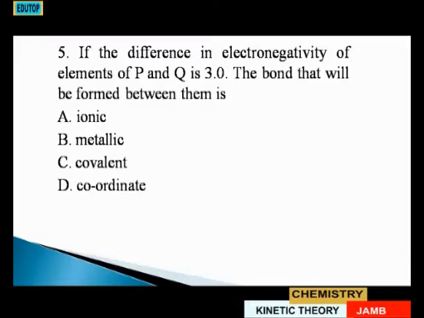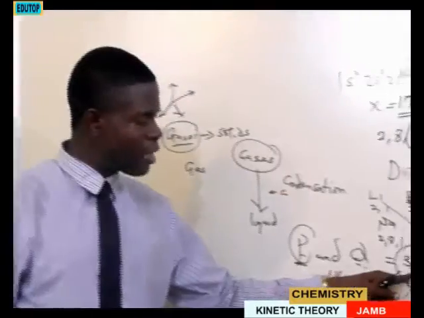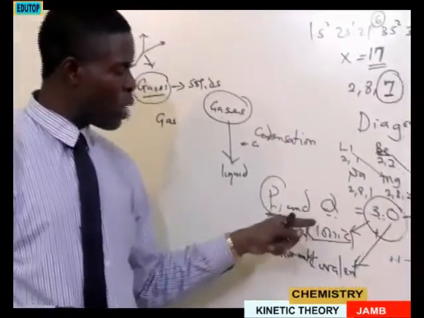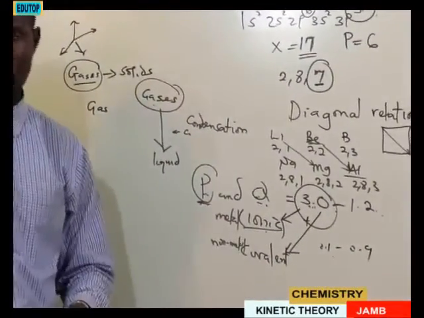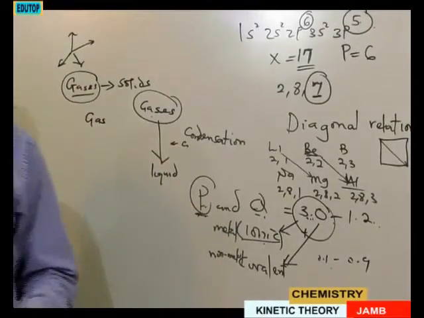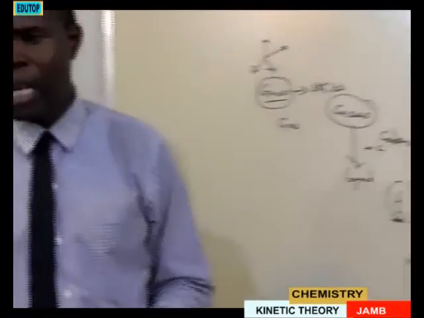So the question says that if the difference in the electronegativity of elements P and Q is 3.0, the bond that will be formed between them is A, ionic, B, metallic, C, covalent, D, coordinate. So the answer here will be ionic. Because I said that when you have a large electronegativity difference between two elements, then the bond will definitely be ionic. So the answer to question 5 is option A.